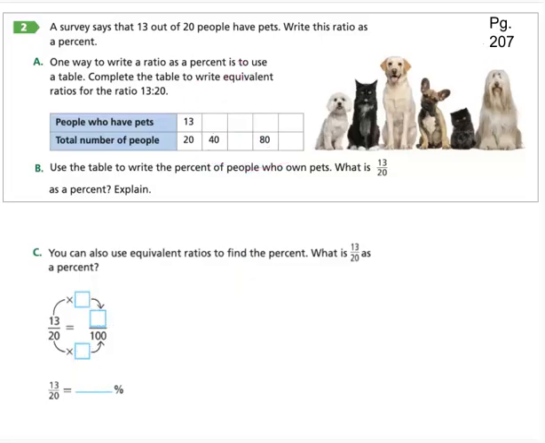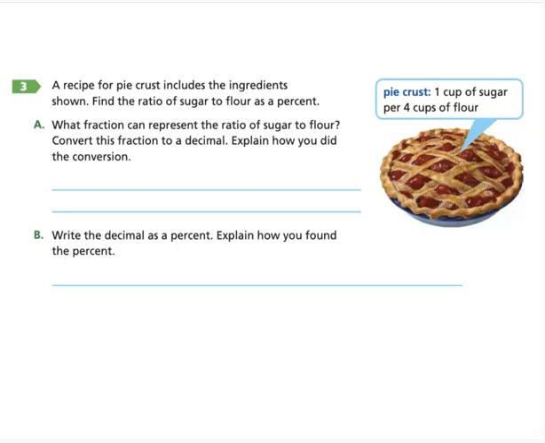Example 3. A recipe, we're around Thanksgiving and Christmas, everybody's cooking, for pie crust includes the ingredients shown. Find the ratio of sugar to flour. And I need that as a percent. So let's go ahead and write it as a fraction. So the pie crust needs sugar to flour. Sugar is 1, flour is 4. And we just took that from the information they gave us.